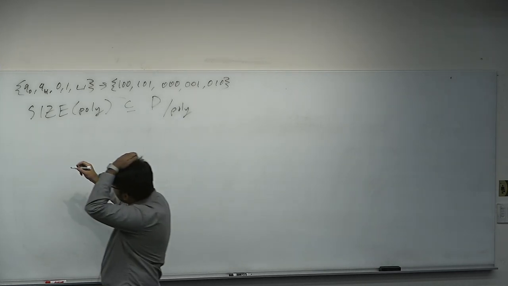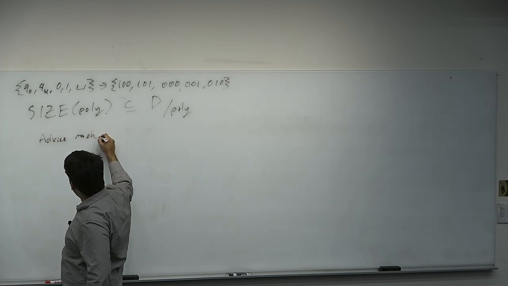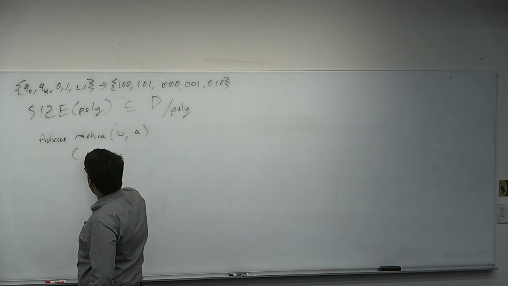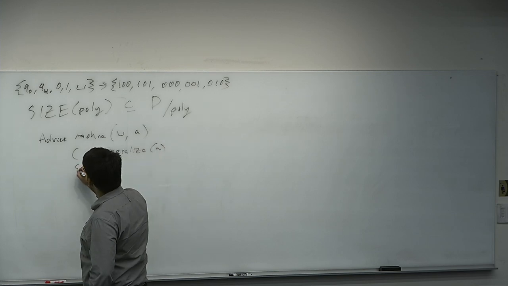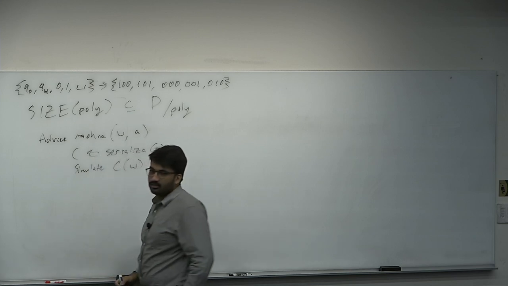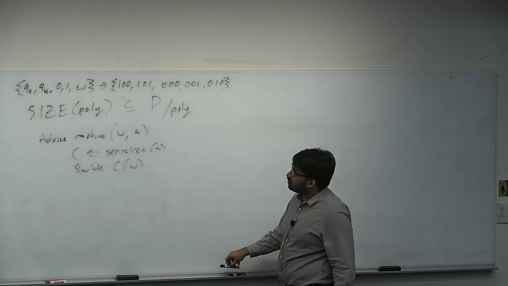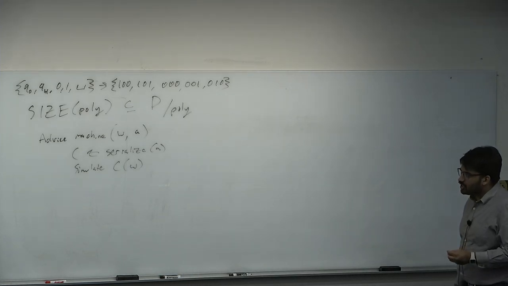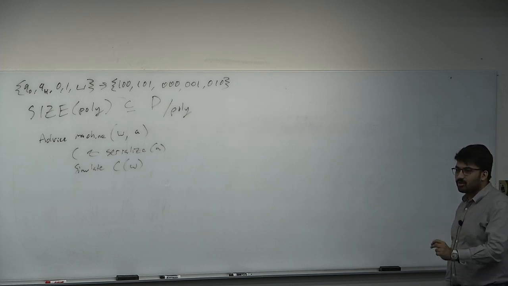Here's your advice machine. Let's say on input w and advice A: read the serialized circuit C from the advice. Simulate C on w and return that. So the polynomial size advice provided to the advice machine is going to be a description of the polynomial size circuit for inputs of length n.